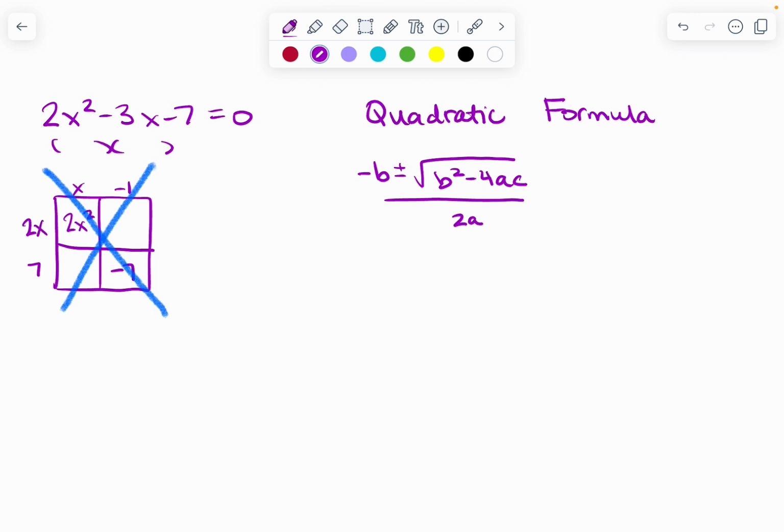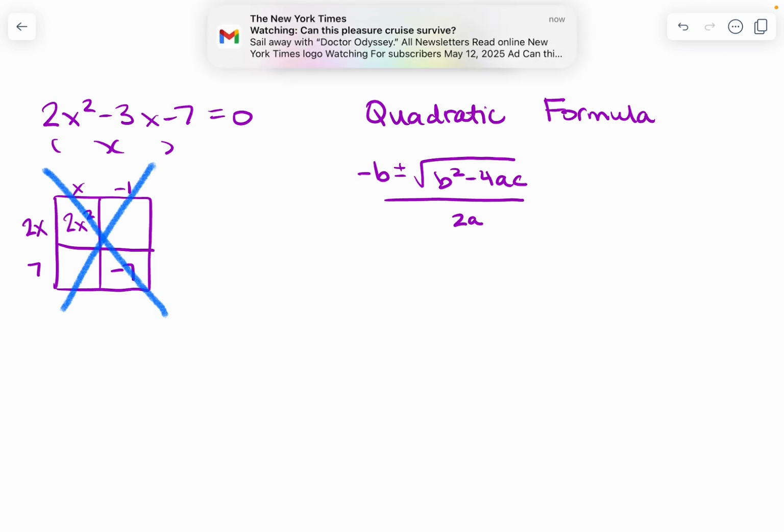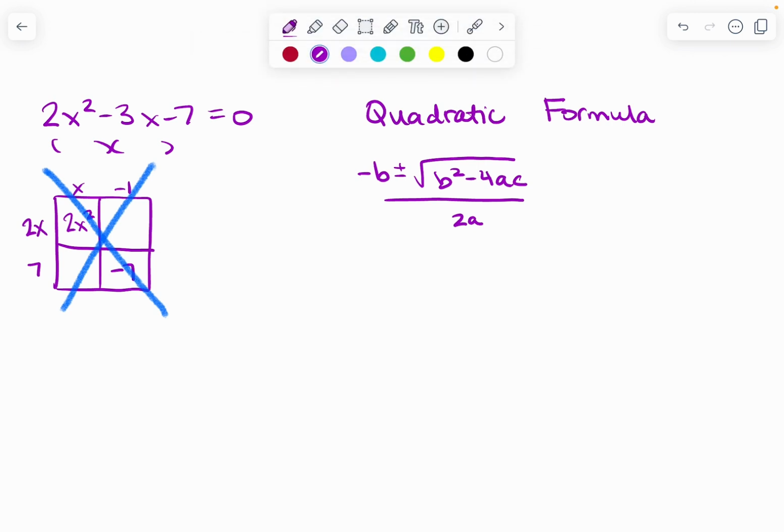So we're going to use this formula, and you're thinking, okay, it looks a little crazy, but we're going to just make sure that we take all the letters and turn them into numbers. So A is going to get replaced by a number, B is going to get replaced by a number, and C is going to get replaced by a number. A is going to be the number in front of x squared. So whatever's chilling with x squared, that's what A is. Whatever is hanging out with x, that's B. And whatever is with no letters, that's going to be your C.